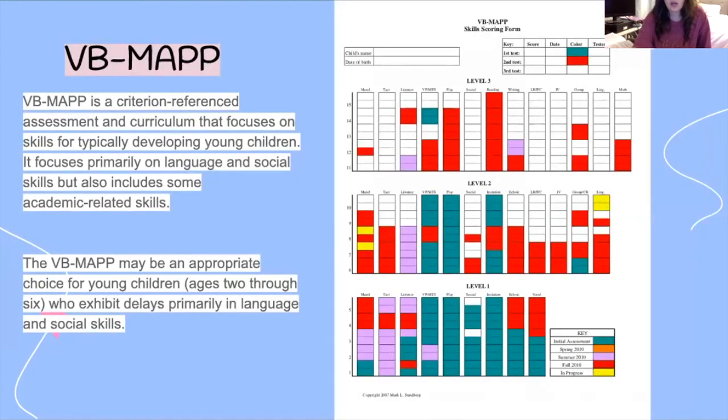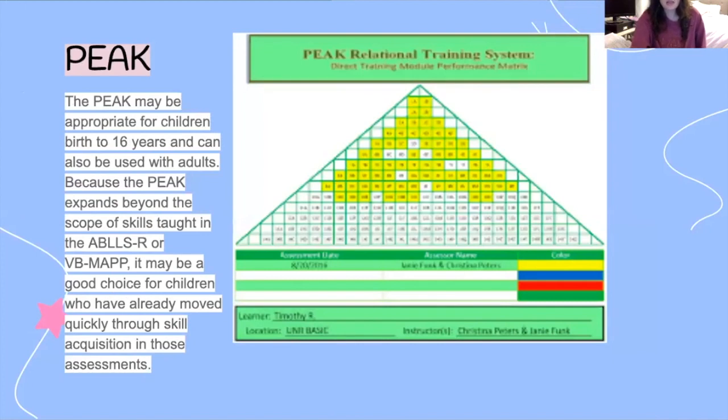The second assessment, commonly used in ABA, is called the VB-MAPP. This is criterion referenced, assessing language and social skills, but also some academic skills as well. As you can see, level 1 all the way to level 3. In level 1, there's manding, tacting, and social skills, and if you look at level 3, we see more of the academic as well as what I had previously mentioned. So this is appropriate for young children, ages 2 through 6, who may exhibit delays primarily in those language and social skills.